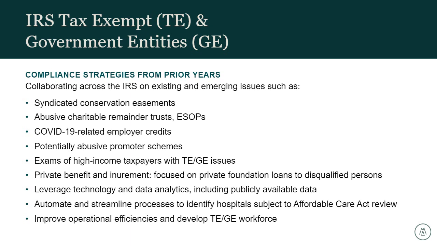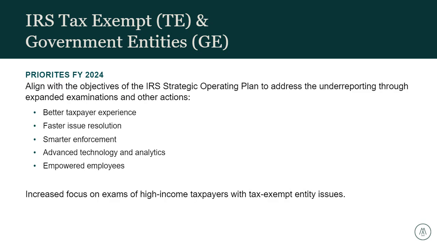Exams of high income taxpayers. So for example, a private foundation that gets pulled in as part of an estate audit. Private benefit and inurement, so again, that's focused on private foundations and loans to disqualified persons. We see that commonly. And they're leveraging technology and data analytics, including publicly available data, to improve their processes and streamline. They're also hoping to improve operational efficiency and develop the tax-exempt government entities workforce.